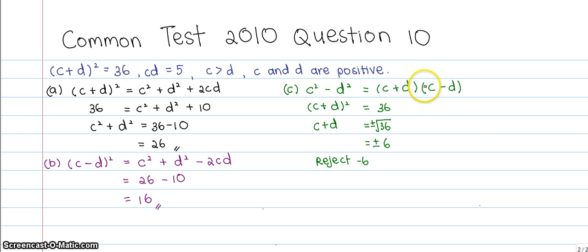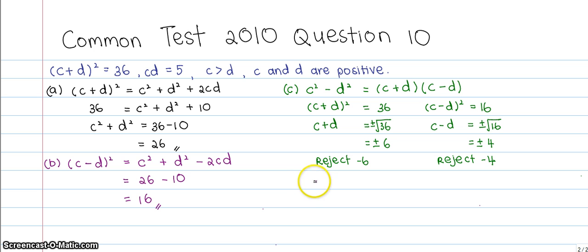Okay, now that we have found c + d, we need to find c - d. In part B, we know that (c - d)² equals 16. In order to find c - d, we square root both sides like what we did just now. So we get c - d is equal to plus minus square root 16, equals plus minus 4. Again, let's look at the clues given to us in the question. In the question, it's stated that c is greater than d. This means that c - d cannot be equal to negative 4. So we can reject negative 4.